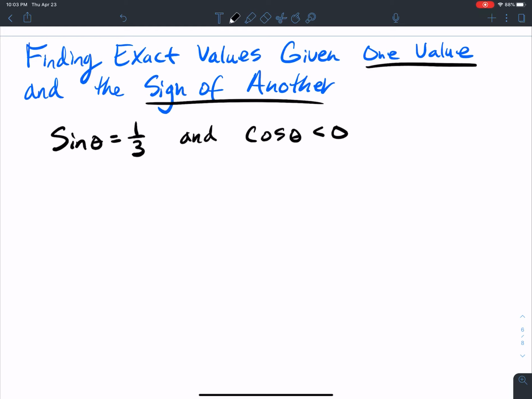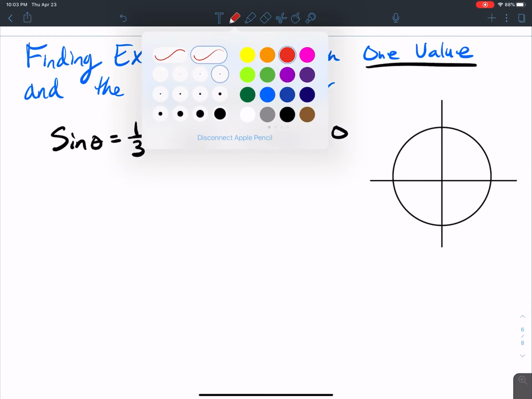Okay? So what I want to do is find the exact value of each of the remaining 5 trigonometric functions. So I need to find cosine, tangent, cosecant, secant, and cotangent. All right, so the first thing I might do if I was you is draw a circle. So try to draw a picture. Maybe this will help you out. I know it helps me so I can visually see what's going on here.